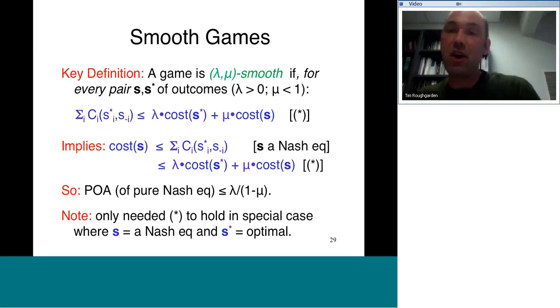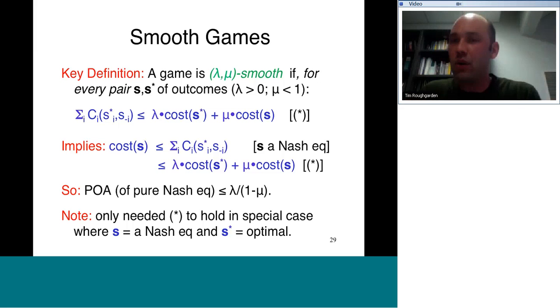If you let the link utilization approach 100%, the price of anarchy in the worst case in those games approaches infinity. Okay, so definitely there will be games where even for pure Nash equilibria, you will have terrible equilibria. So the point of this extension theorem is predicated on the idea that you're working with a model where at least the pure Nash equilibria are good.